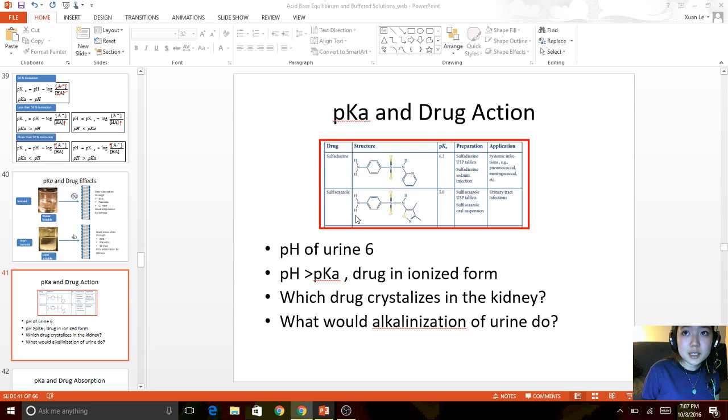Now if we change the pH of urine to 8, then drug 1 would actually become more water soluble since it will ionize more at higher pHs.